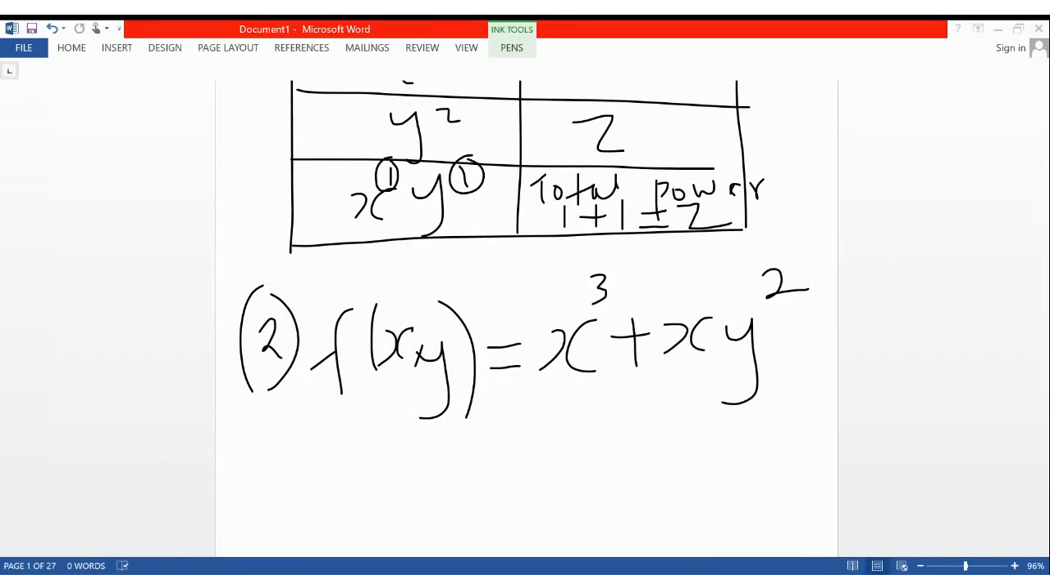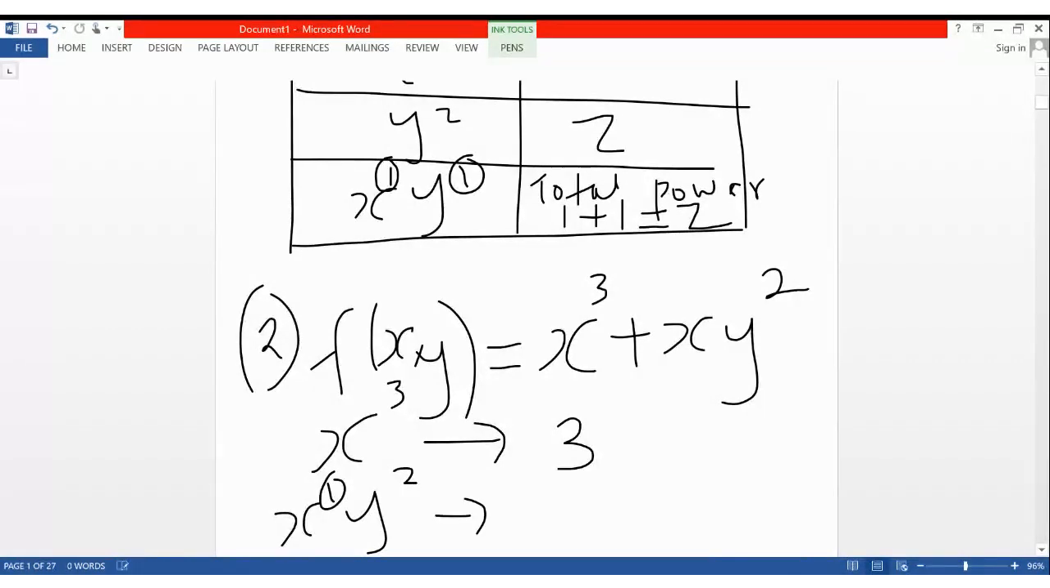Yes, it is homogeneous because all of them are of power 3. We have x to the power 3, which has power 3. Then we have x and y squared: this is power 1 plus 2, which is 3. So it is homogeneous because the powers correspond. Final one, let me give you another one.